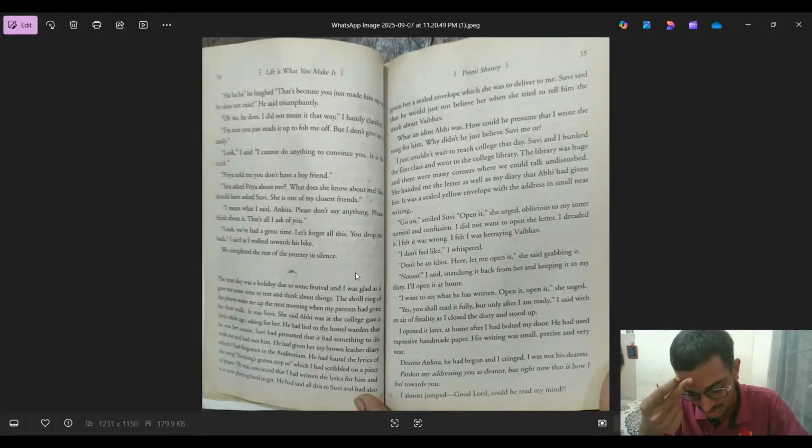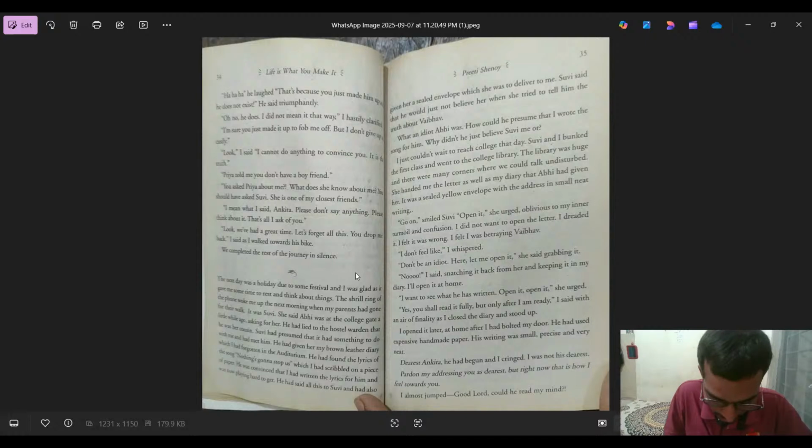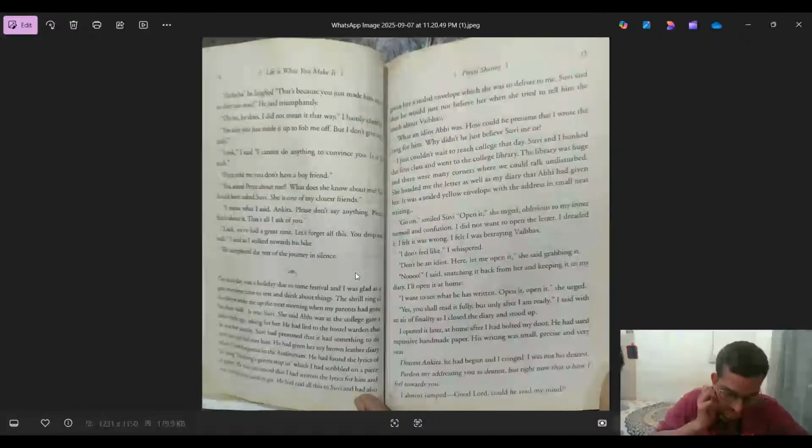I just could not wait to reach college that day. Suvi and I bunked the first class and went to the college library. The library was huge, and there were many corners where we could talk undisturbed. She handed me the letter as well as my diary that Abhi had given her. It was a sealed yellow envelope with the address in small, neat writing. "Go on," smiled Suvi, "open it."